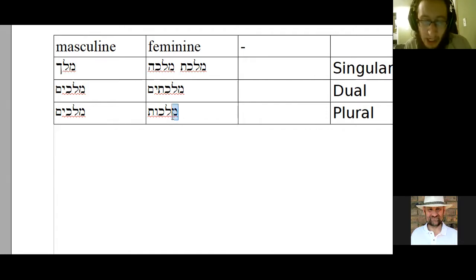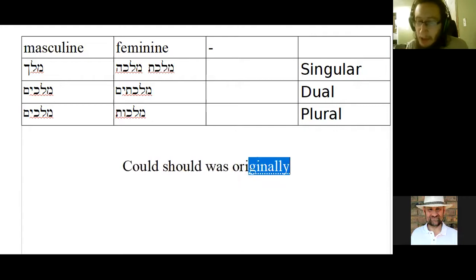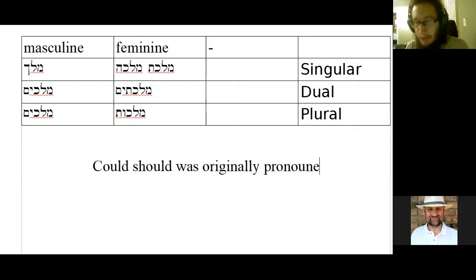The reason it got changed is because of sound pronunciation over time. So it sounded like a hey over time, and the tav became very soft, almost silent, and then eventually did become silent. So for example, the English word could, right? It has an L there. Originally, it was pronounced. It was cold. And should was originally pronounced shelled.